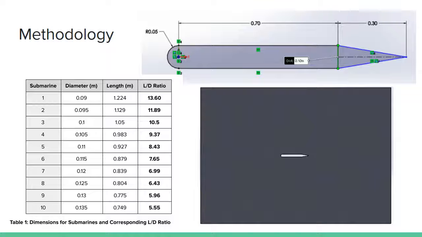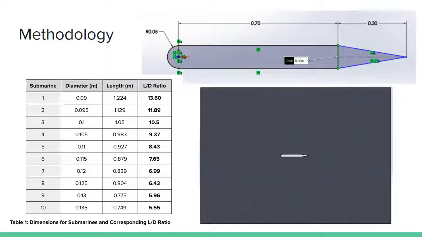Using this basis, I varied the hull diameter to generate 10 submarines with various L/D ratios, as shown on the table on the slide. I kept the volume of each submarine constant to eliminate that variable. Once the dimensions were decided, I generated 10 SOLIDWORKS models. This portion of my report largely echoed the airfoil gouge that Dr. Hobson provided at the beginning of the term.